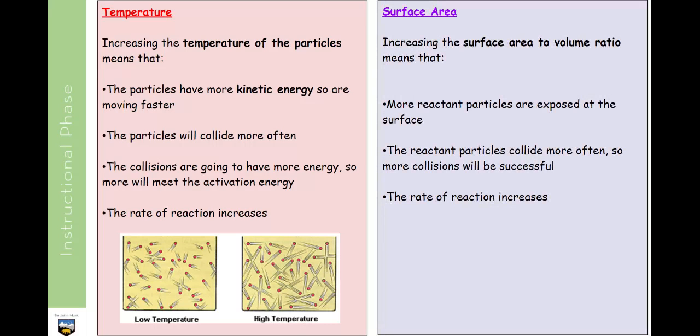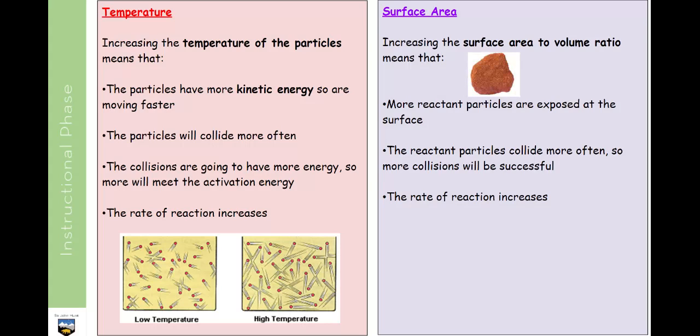Surface area. Again, something we've already looked at, but I do want to secure your understanding of being able to explain why the rate of reaction changes. So by increasing the surface area to volume ratio, that means more reactant particles are exposed to the surface. So if there's more surface being exposed to the particles, more particles can collide with the surface. And therefore, if they're colliding more often with the surface, there's more chance of successful collisions and therefore increasing the rate of reaction.